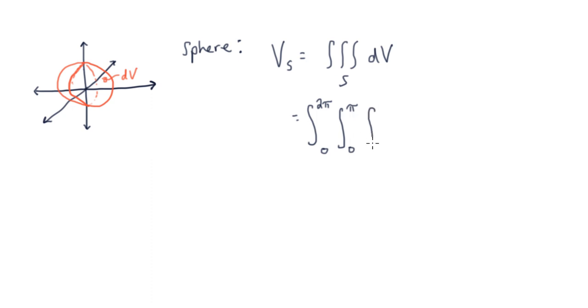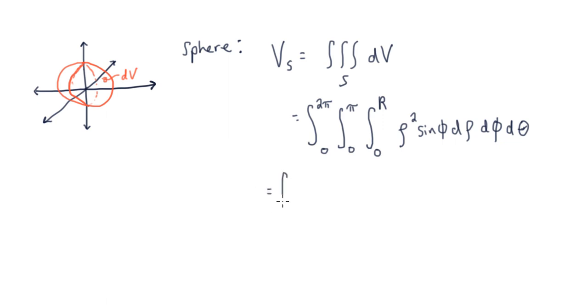And then rho is going from 0 to r. And now I just need to express dV in spherical coordinates, which, recall, is rho squared sine phi, and then I have d rho, d phi, d theta. All right, so this is just more or less an exercise in spherical coordinates.